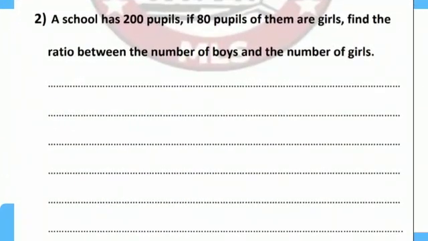Number 2. A school has 200 pupils. If 80 pupils of them are girls, find the ratio between the number of boys and the number of girls. We need the number of boys, so the number of boys equals 200 minus 80 equals 120. Next step, we will write number of boys to number of girls. 120 to 80, divided by 40, equals 3 to 2.